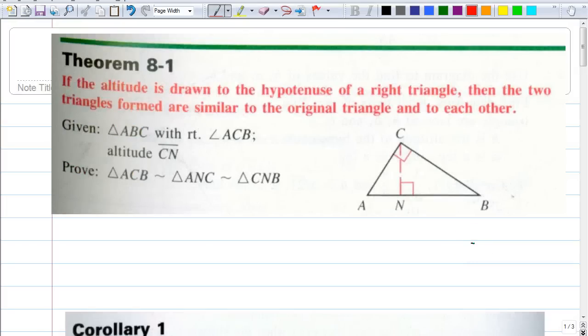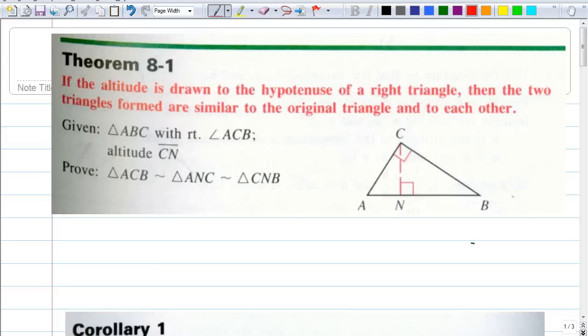So, theorem 8.1, sorry it doesn't have a name. David, why don't you read this for us? If the altitude is drawn to the hypotenuse of a right triangle, then the two triangles formed are similar to the original triangle and to each other. Okay, so what does it mean?